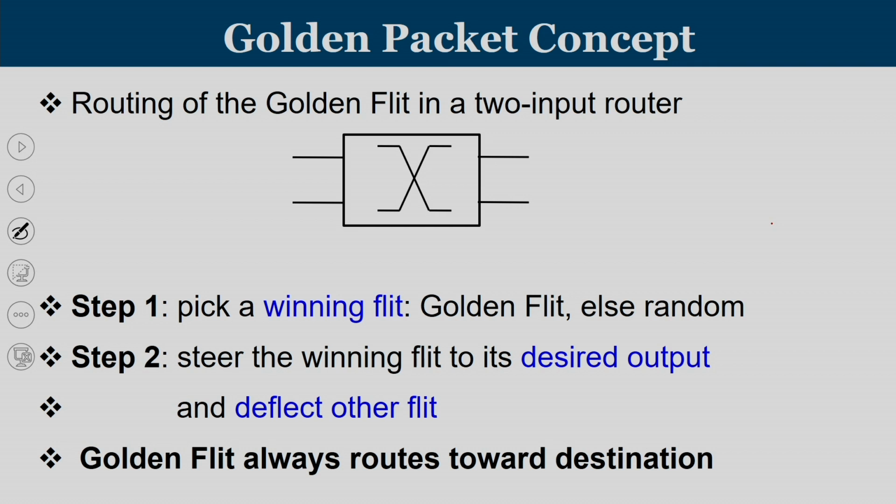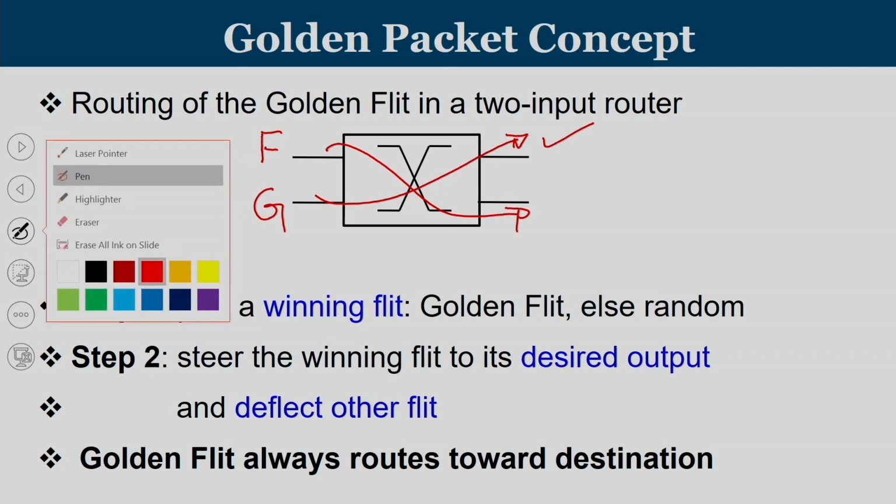So, consider the case that we have a flit F and a flit G that are going to come to this router. G is the golden flit and F is the non-golden flit. So, once you have 2 flits coming to a router, the golden flit is given the productive port. Let us say the golden flit wants this as the output port. The golden flit is granted that. Automatically the other flit is given the other output port.